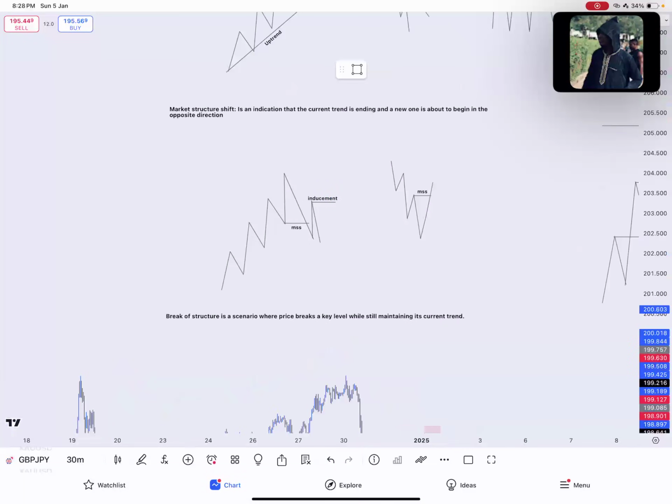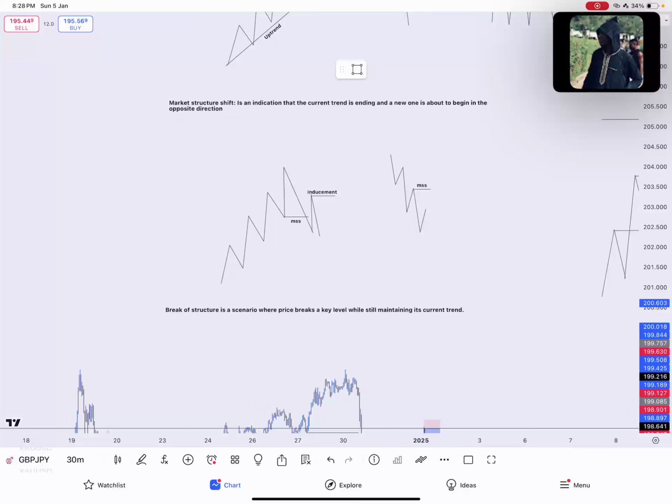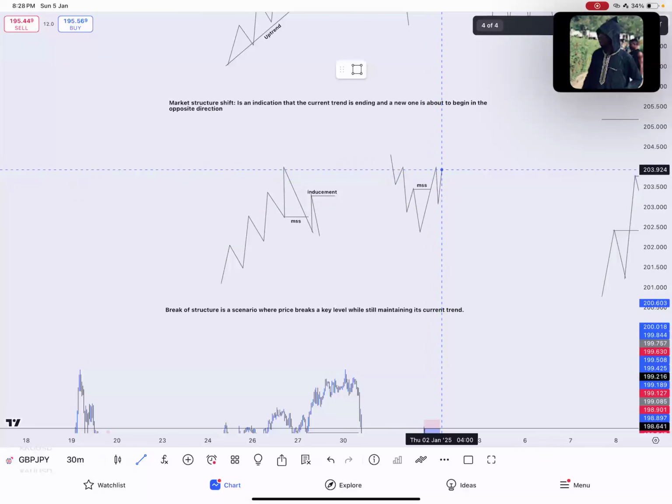Do you understand? So same as if price was on a previous downtrend, and then there was a market structure shift to the upside. After the market structure shift has occurred, price will also do what? Price will make a pullback towards the direction that it shifted structure from, or broke structure from, before eventually pushing towards the direction that it broke structure into or shifted structure into.